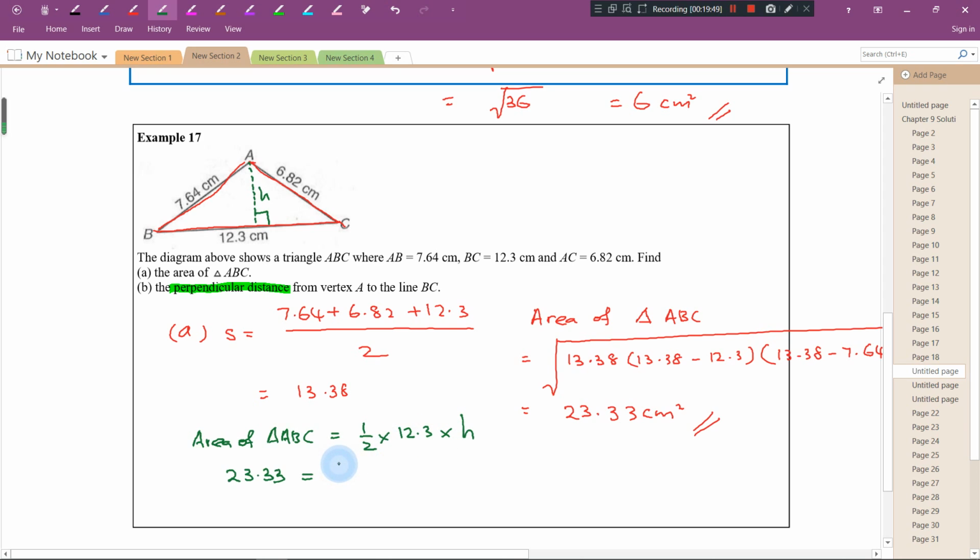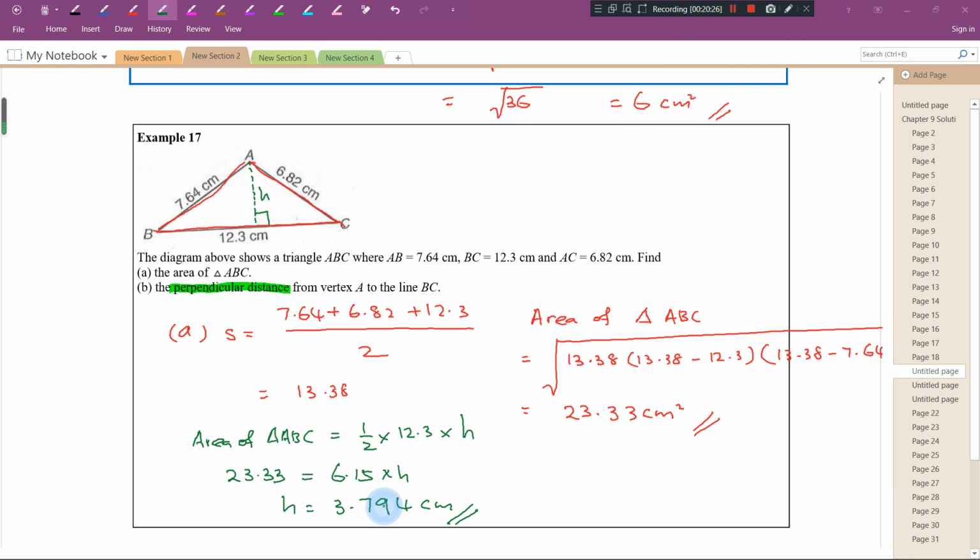So just take this 12.3 divided by 2, 6.15. Okay, so 6.15 times h. So h is equal to 23.33 divided by 6.15. Okay, so I just round off my answer to 4 significant figures, then it will be 3.794 centimeters.